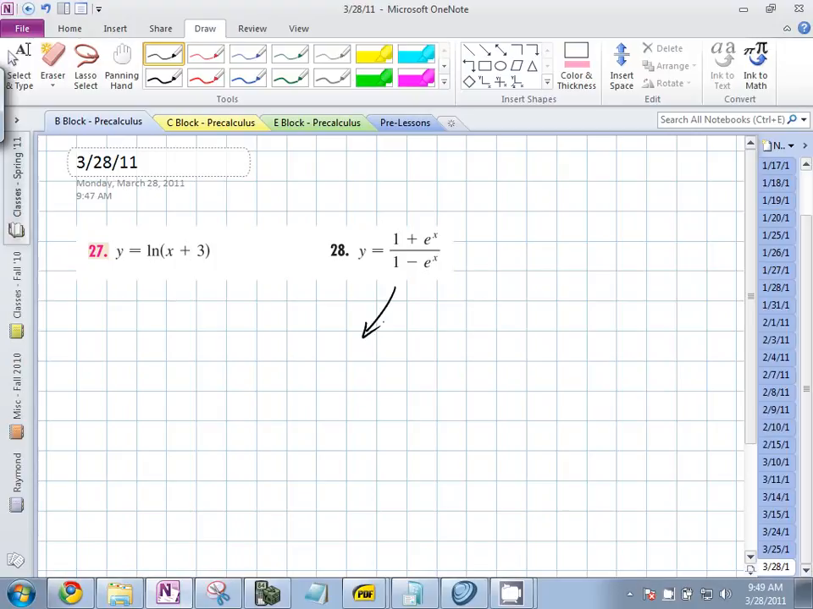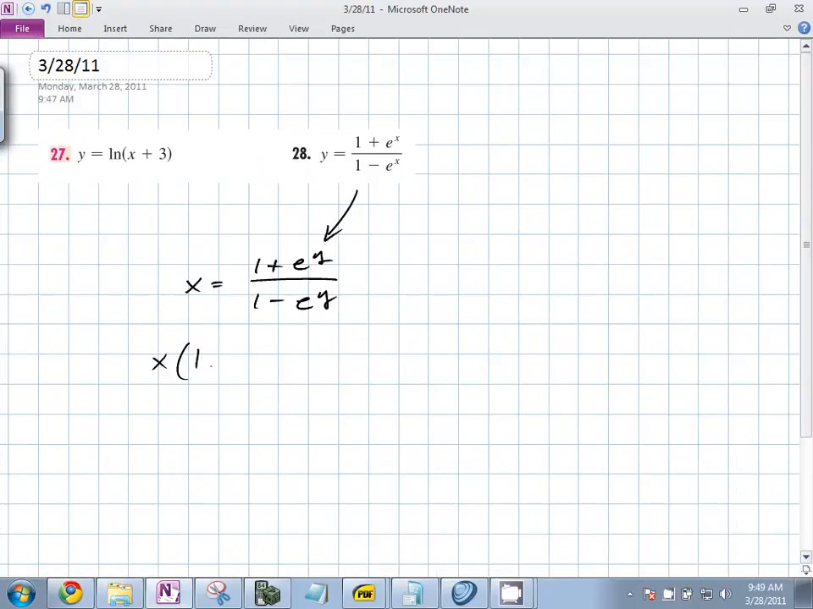Let's do 28 here. What's the first step? We're trying to find an inverse, right? Let's just switch first. I like switching first. So x is equal to 1 plus e to the y over 1 minus e to the y. And now what? So we have x times 1 minus e to the y equals 1 plus e to the y. Now what do we need to do? We need to distribute.